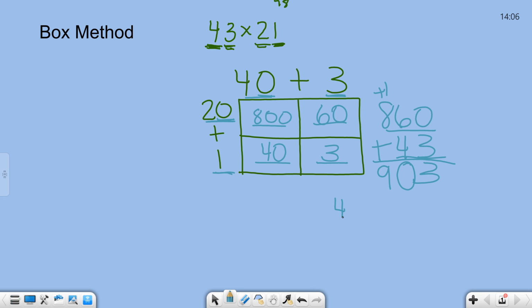Now, these are the same answers you would get if you did the traditional algorithm, which your students will learn next year. But learning these strategies helps students to understand the why. For instance, most adults know to do this, and then you put a 0 here. Most people do not know why you put a 0 here. It's because you're multiplying by 20, not 2. However, because they do the box method or the area model, they understand that they're actually multiplying 40 times 20 and 40 times 1 and 3 times 20 and 3 times 1.